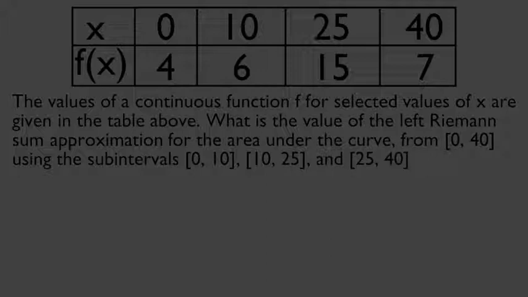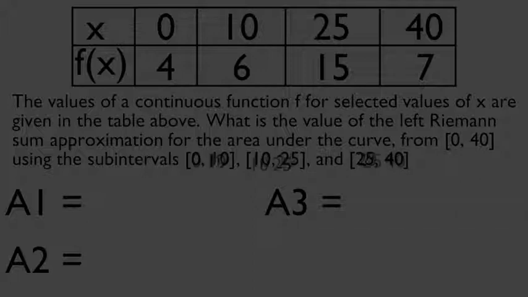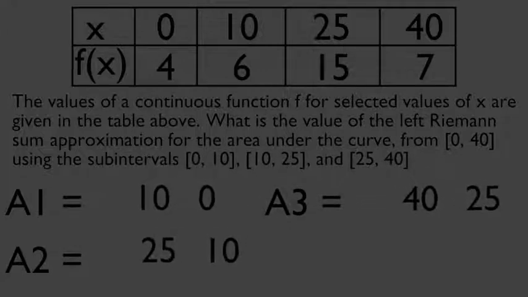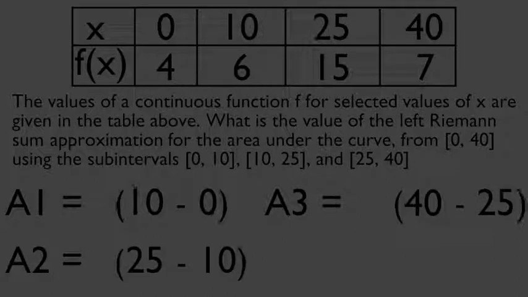The first step to finding the area approximation is to find the width of the rectangles we're making. So we'll take the values in each of our subintervals and subtract them from each other. We have 10 minus 0, 25 minus 10, and 40 minus 25. These are the ranges for each subinterval, or the widths of our rectangles.